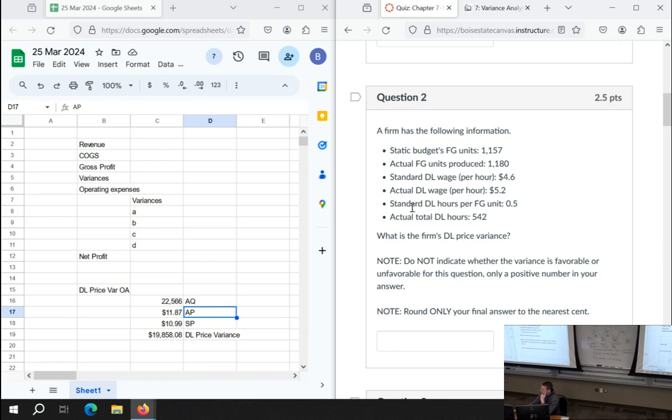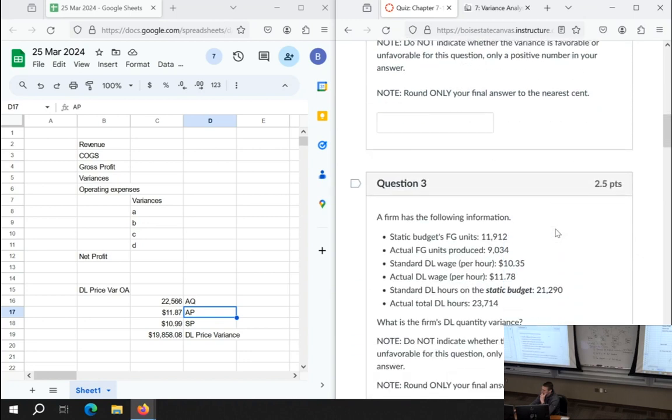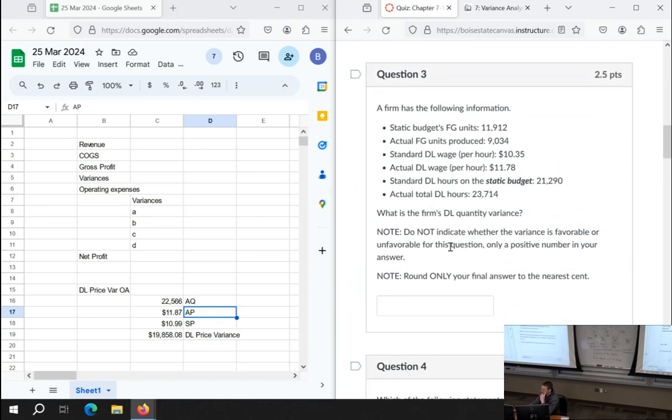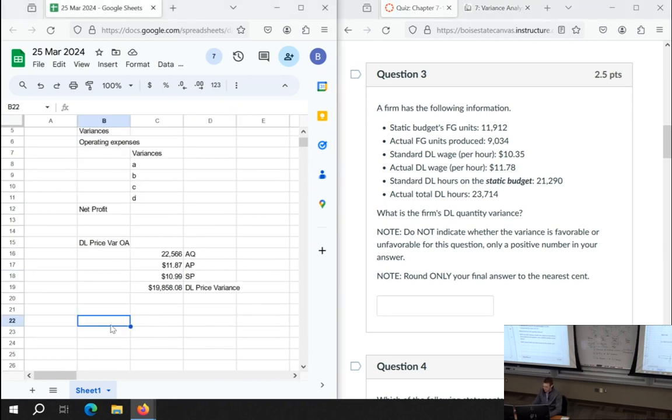Okay. This is a very similar question here, and I'm not going to bother with it. In fact, it's about the same. Let's move on to this. Oh, direct labor quantity variance. Okay. The professor's so nice. He highlighted something so you don't trip over it. So let's look at a direct labor quantity variance open answer question.